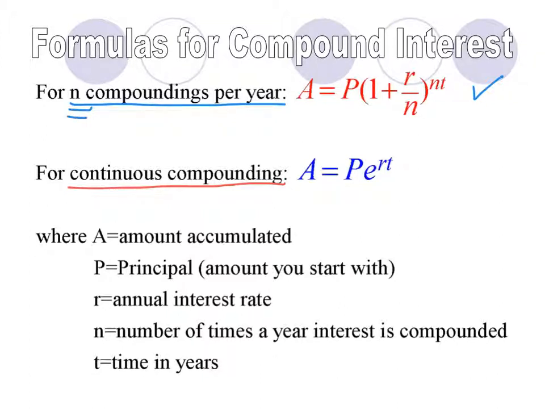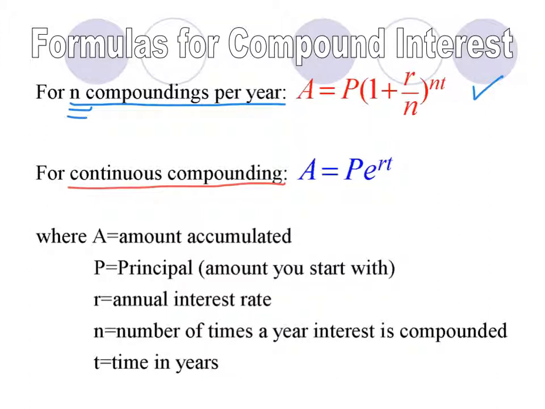If you had daily interest that was added onto an account, then n would be 365. If you add that monthly, you'd have n as 12. If you had it weekly, you'd have n as 52, etc.